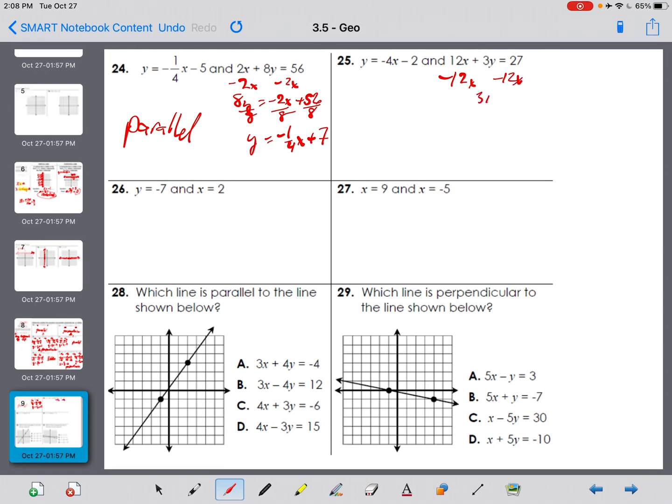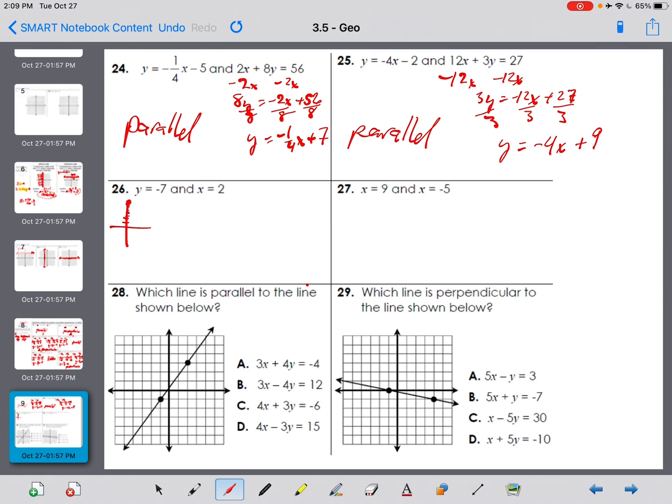First one's done. The second one we need to do, move that 12x. 3y equals negative 12x plus 27. Divide by 3. Y equals negative 4x plus 9. Yep. They are the same, so parallel. Now these ones get tricky because it's y equals 7.